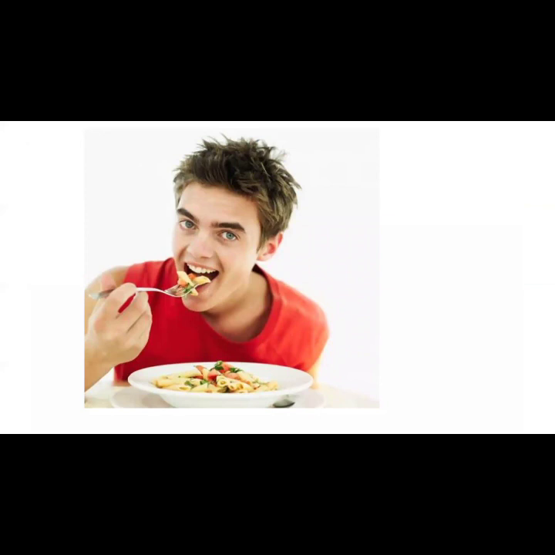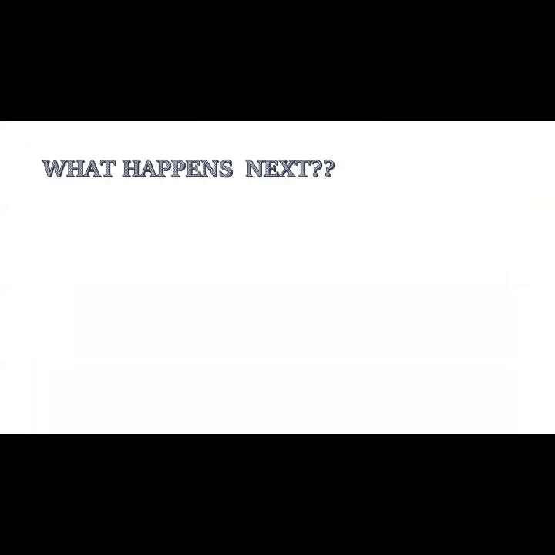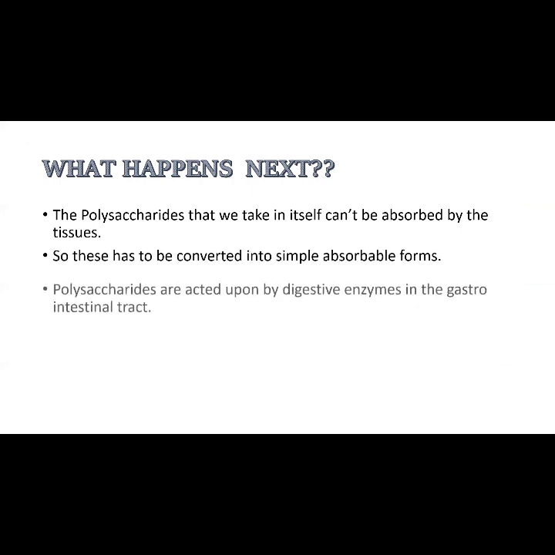Now the carbohydrate is taken in. What happens next? It is digested. Carbohydrates taken in cannot be absorbed as such, so they must be digested or broken down into simple substances with the help of enzymes present in the GIT.